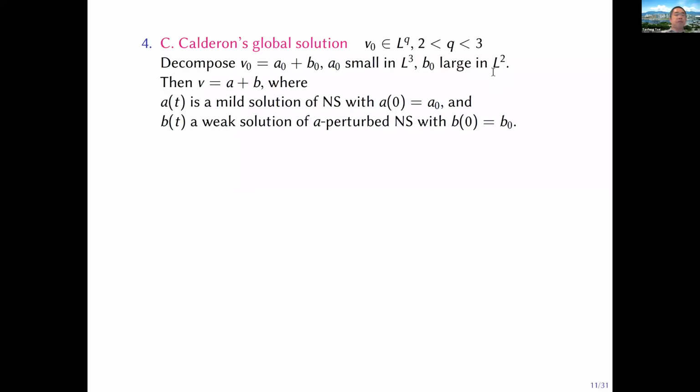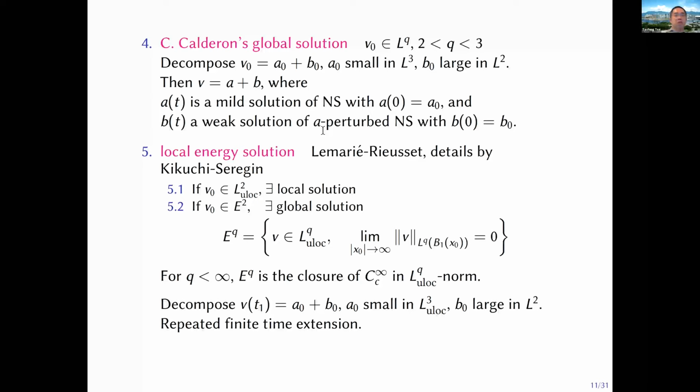And then the solution V is equal to the sum, where A is the mild solution, a small mild solution for this small initial data, and B(t) is a weak solution of the perturbed Navier-Stokes. So this idea was essentially used to construct local energy solutions. It was pioneered by Lemarié-Rieusset, and details given by Kikuchi and Seregin. So the results are the following.